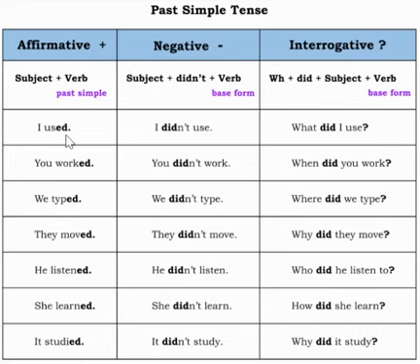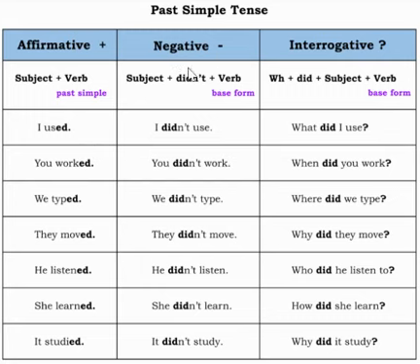So I used is the subject and verb. You worked. We typed. They moved. He listened. She learned. It studied. So these are the subjects and verbs with the past simple that are in the affirmative, which is positive, which means yes. I did. I used something.